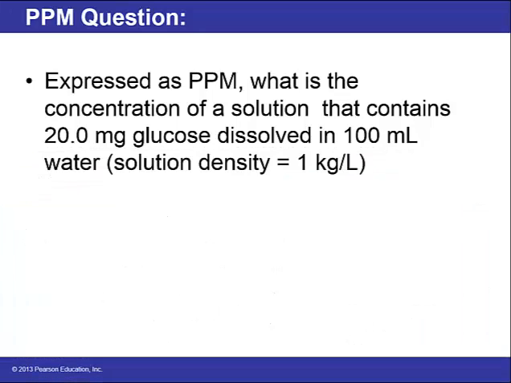So hopefully this makes sense, and parts per million, parts per billion shouldn't give you too much problem. You just have to remember that it's milligrams per liter for our parts per million and milligrams per 1,000 liters for parts per billion, or micrograms per liter, essentially.